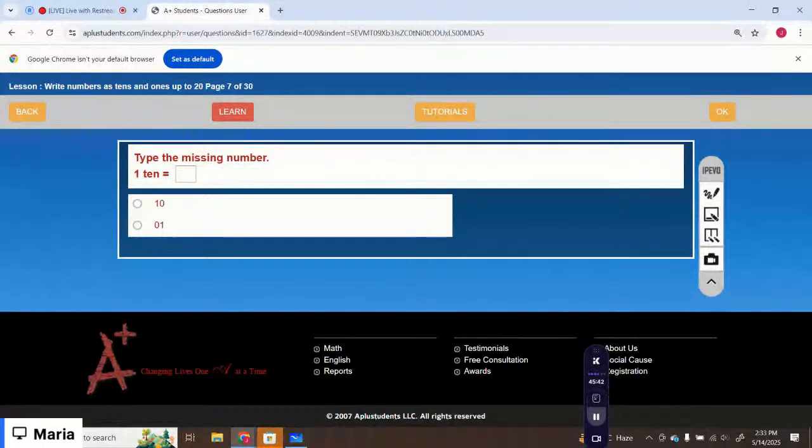The missing number is 1 ten. The correct option is 10. Option number 1 is the correct option.